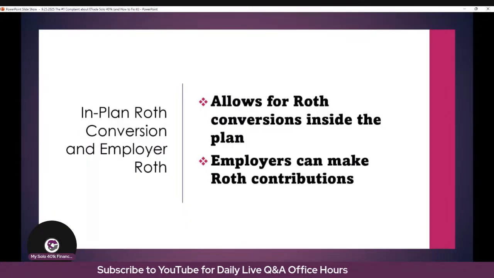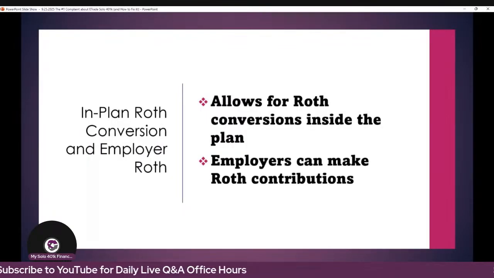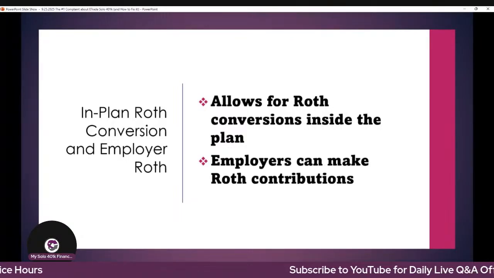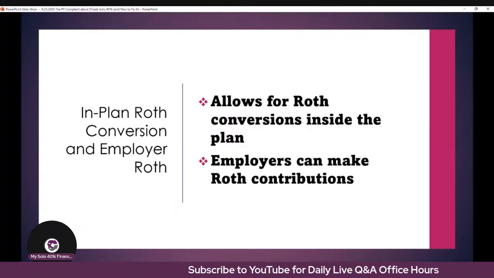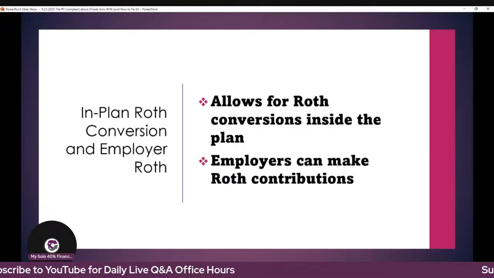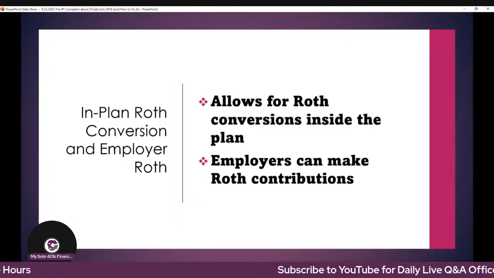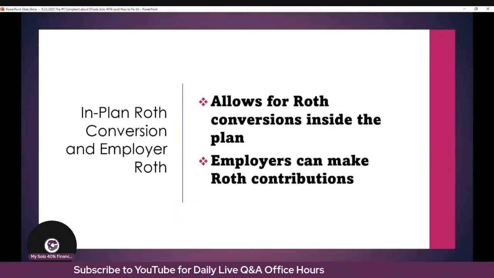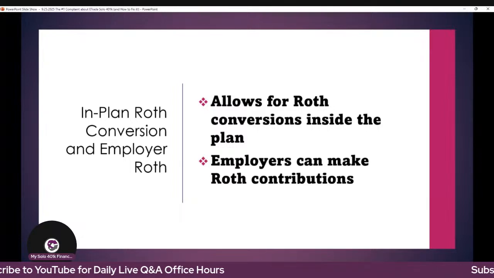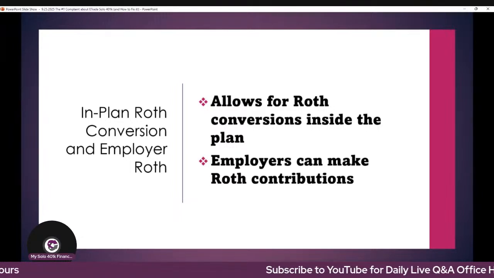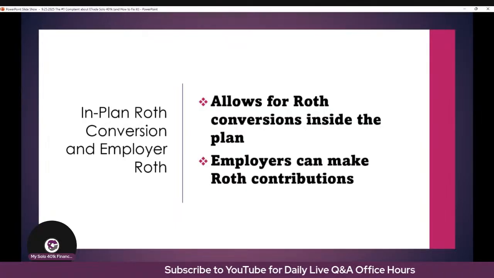In-plan Roth conversion and employer Roth. These are additional important but missing features with E-Trade Solo 401k. Additional complaints that one might have about E-Trade's basic Solo 401k. So number one, in-plan Roth conversions. This is where someone could take money that's in their pre-tax Solo 401k and transfer it to their Roth Solo 401k. Now, of course, that's going to be taxable for the year of the transfer because it's going from a pre-tax status to a post-tax status. It's also going to be reportable. That transfer needs to be reported as a taxable conversion on a Form 1099-R.